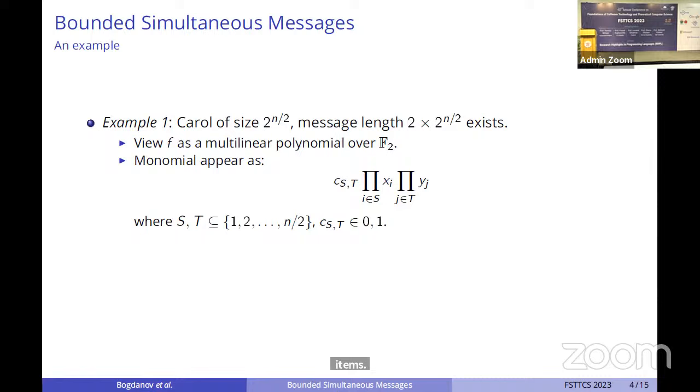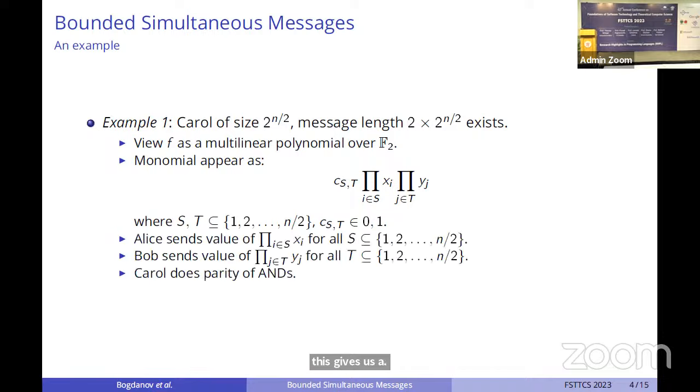Given this representation, this gives us a protocol. The natural thing to try is to have Alice send all possible products of her input to Carol, and Bob send all possible products of his input to Carol, and what Carol does is just a parity of ANDs. Whichever coefficient c_{S,T} is non-zero, it will appropriately pick those terms, take the AND, and take a parity. It'll be a huge parity of potentially 2 power n over 2 terms. So that gives you a Carol of size 2 power n over 2, and a message that is roughly 2 power n over 2 again. I hope we are warmed up on a non-trivial example.